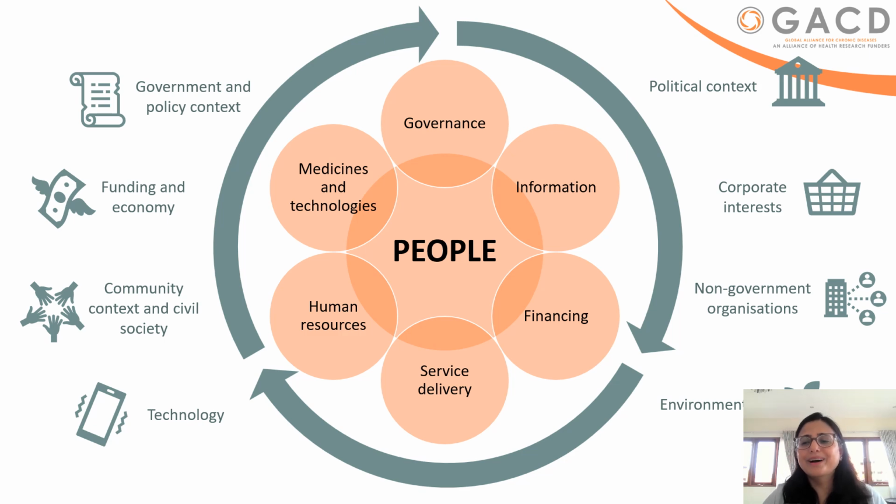In this slide, I'd like to highlight the important role of the context, the broader environment within which the health system functions. As we all know, the health system doesn't operate independently, and the government and the policy context, for example, have a huge influence on the functioning of the health system, as do non-government organizations. The community context is critical, as is the availability of technology and infrastructure such as internet or even simple things like electricity. Funding is paramount, as is the political stability of a country.